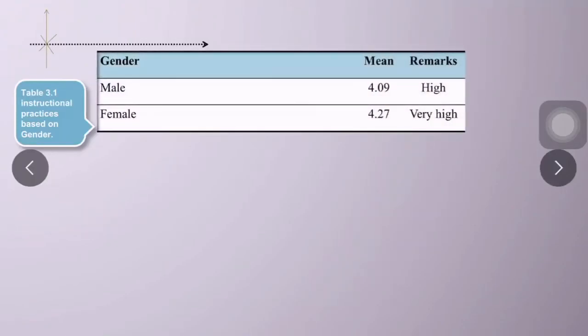Table 3.1, instructional practices based on gender. Table 3.1 showed that male had high remarks in believing that teachers have integrated cultural diversity into their lesson, while female obtained very high remarks with a mean of 4.27 in believing that teachers integrate cultural diversity into their lesson even in the different subjects.